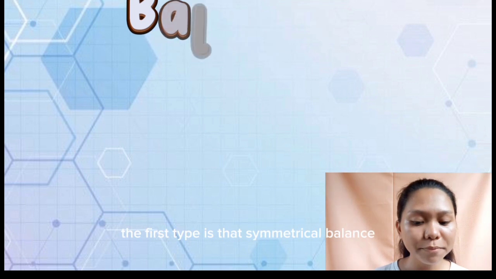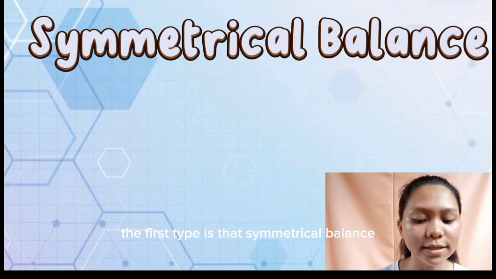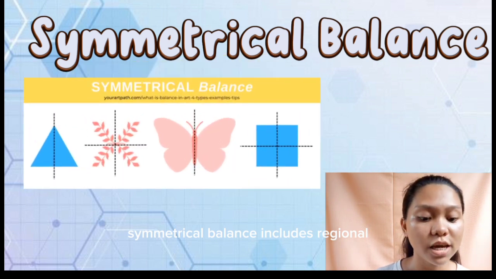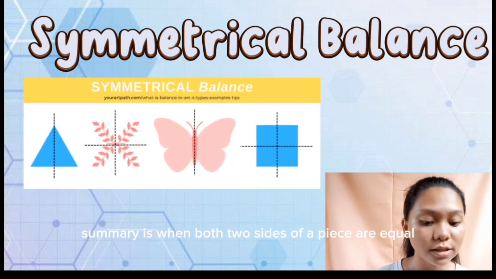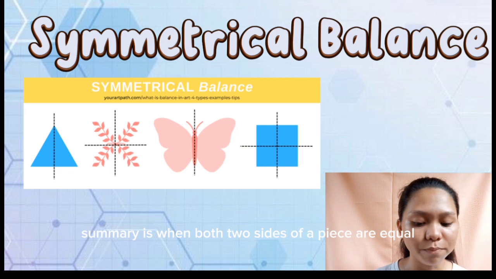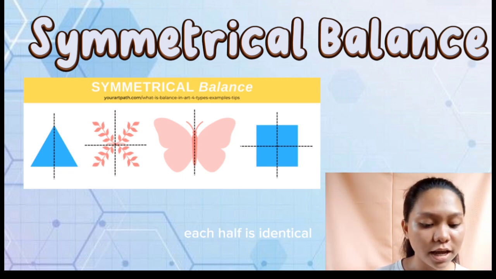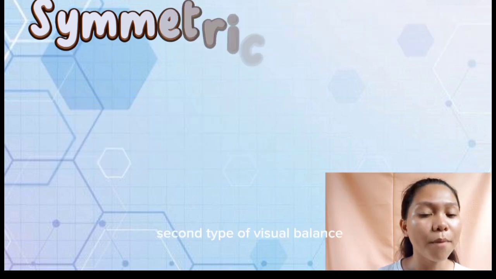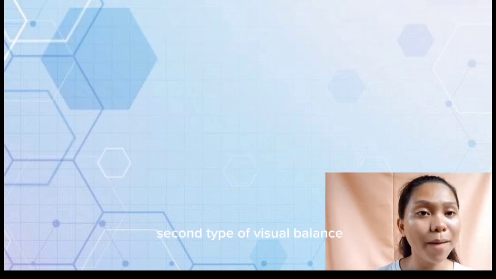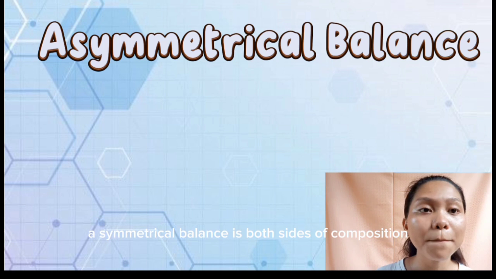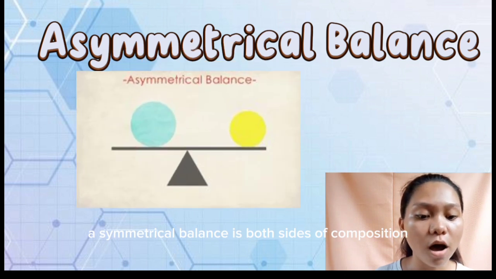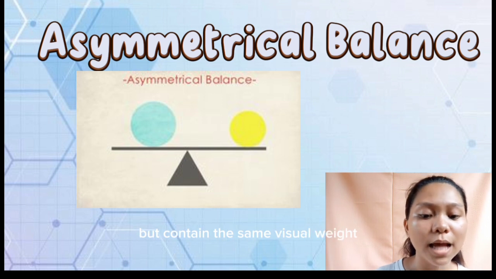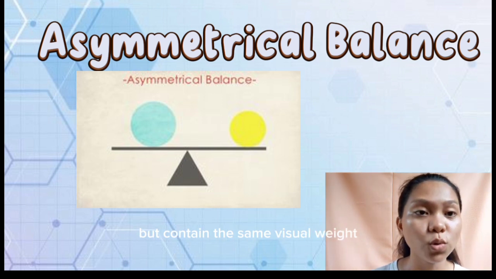The first type is symmetrical balance. Symmetrical balance, which includes radial symmetry, is when both sides of a piece are equal. Each half is identical or visually similar to the other half. The second type of visual balance is asymmetrical balance, where both sides of the composition do not contain the same elements but contain the same visual weight.